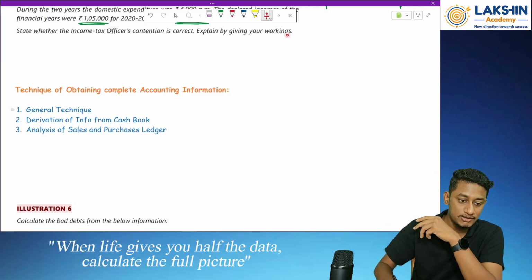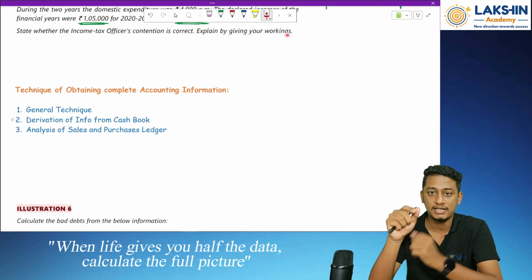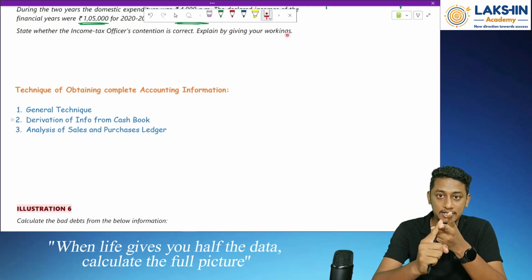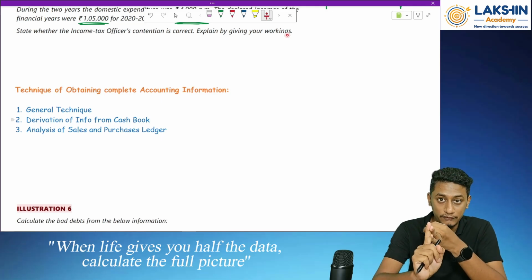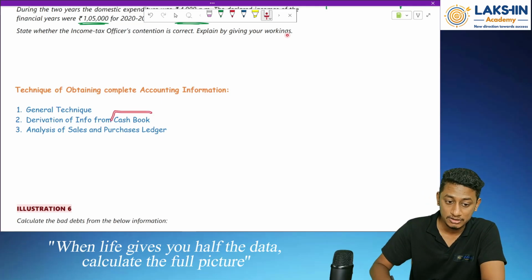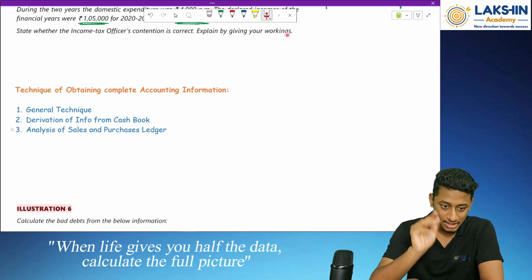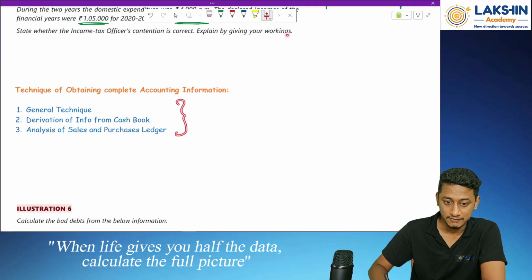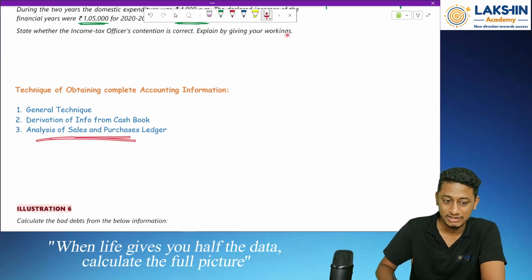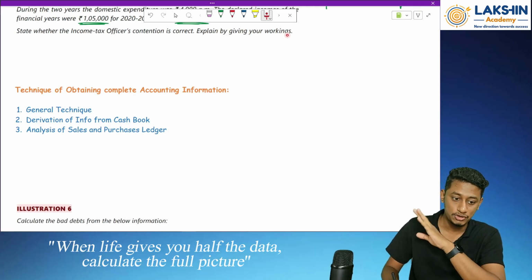Then we have derivation of information from the cash book. From the cash book we can get many pieces of information, like the value of sales, the value of purchases, the value paid for expenses, the closing value of the cash book. Depending on the demand of the question, we will find out what is required. Clear? That's it. Everything will be dealt with in the questions itself. I will teach you everything properly in the questions, because if I just explain the theory it's of no use.